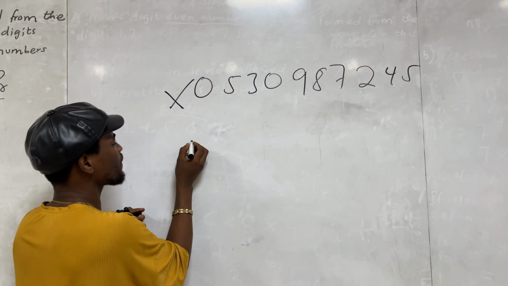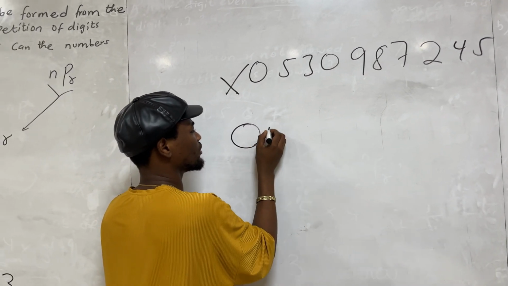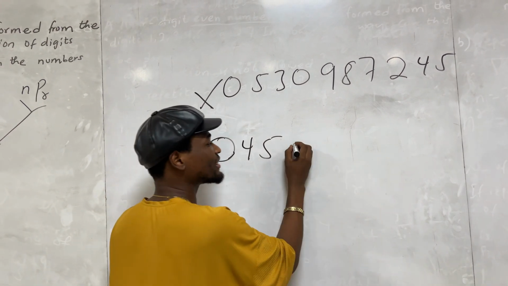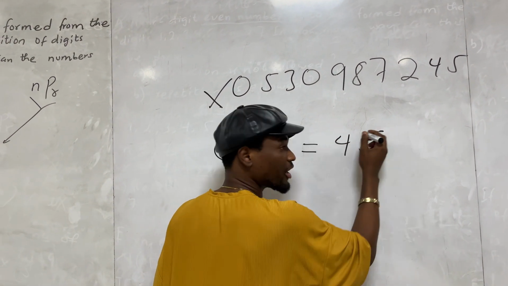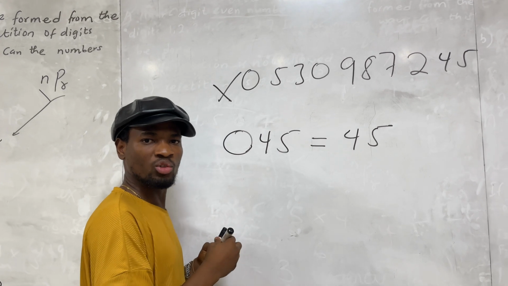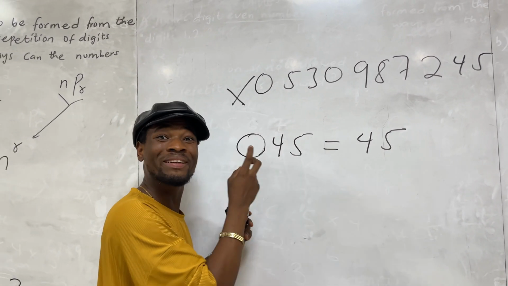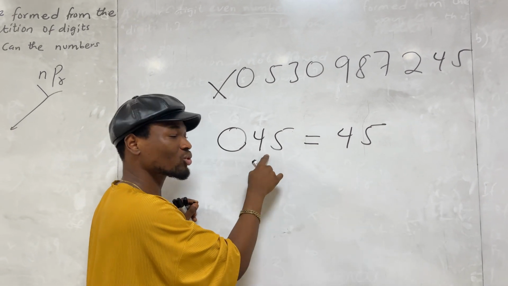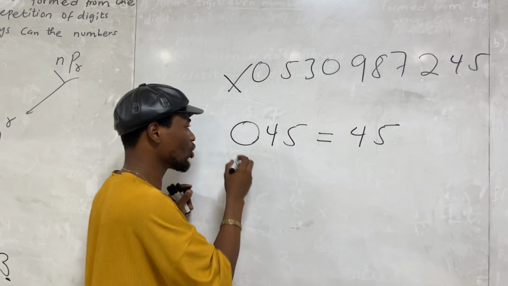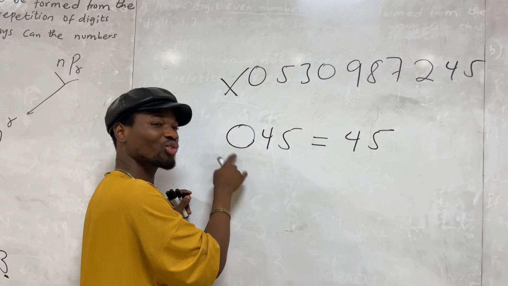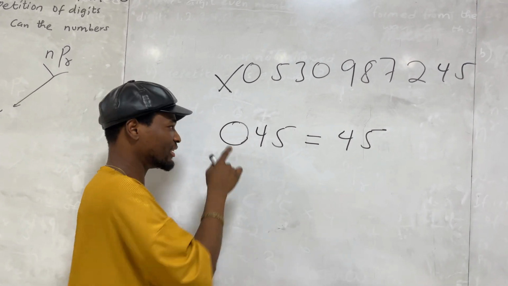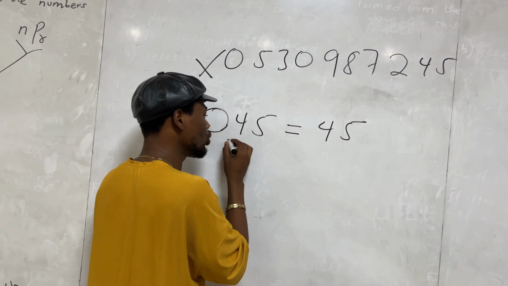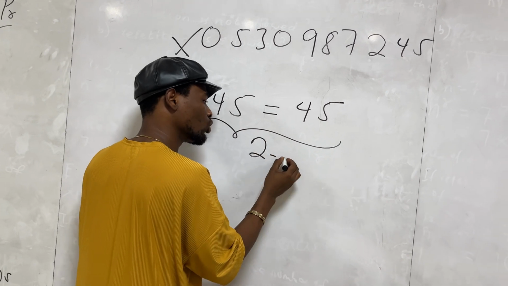So if I have 054, 054 is the same as 45. So we have 2 digits here. This is not a 3 digit. This is a 2 digit. So the 0 here is not important to us. This is not a digit. This is a 2 digit.